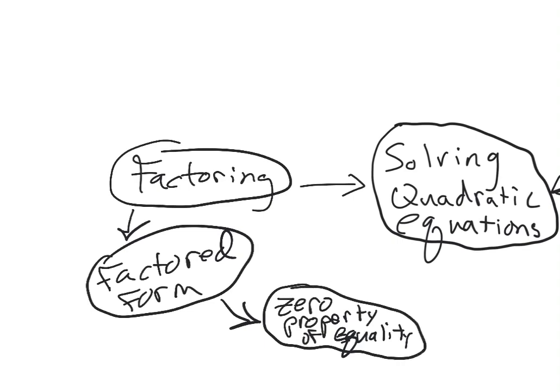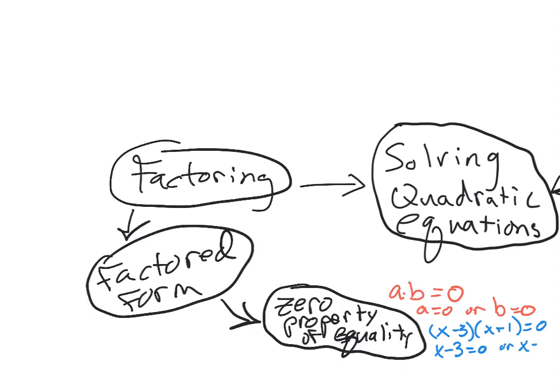And the zero property of equality says that if you have two numbers times each other, so a times b, and you get 0, then either a equals 0 or b equals 0. The way that we're going to see that with our graphs is we're going to get something factored like x minus 3 times x plus 1 equals 0, and then we would hope to be able to solve that. In order to do that, we're going to split it apart. So we'll get x minus 3 equals 0, or x plus 1 equals 0.